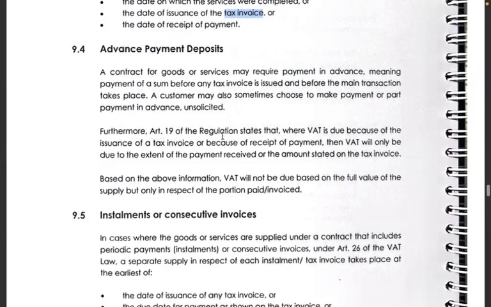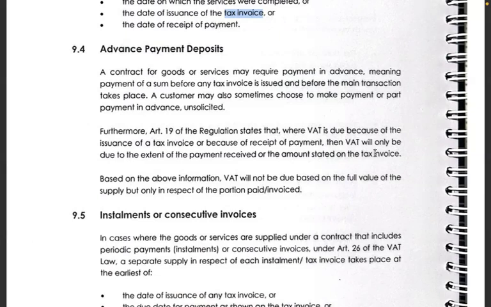Further, Article 19 of the regulation states that where VAT is due because of the issuance of a tax invoice or because of receipt of payment, then VAT will only be due to the extent of the payment received. So if it is a mobilization advance, only the VAT applicable to the mobilization advance will be recorded, accounted for and reported in the VAT return, or the amount stated on the tax invoice.